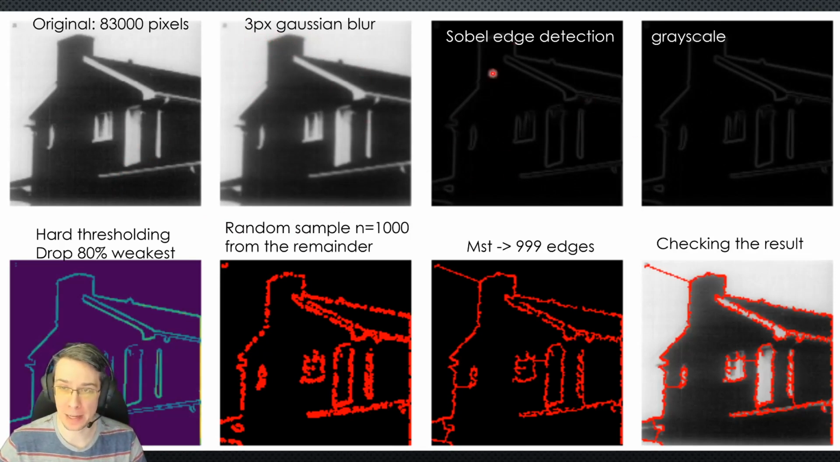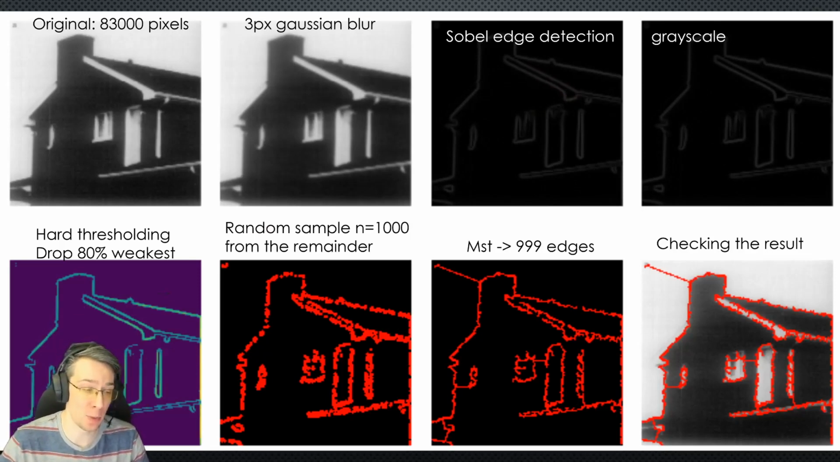We did the Sobel edge detection. I converted the Sobel edge detection to grayscale. In this case, this is a grayscale image, so it doesn't make a difference. And then the next step I did was implement some simple hard thresholding. Basically, I dropped the 80% weakest detected edge points just to reduce the amount of data I was working with. So I only kept the brighter pixels, since edge detection gives brighter pixels if there is a harder edge.